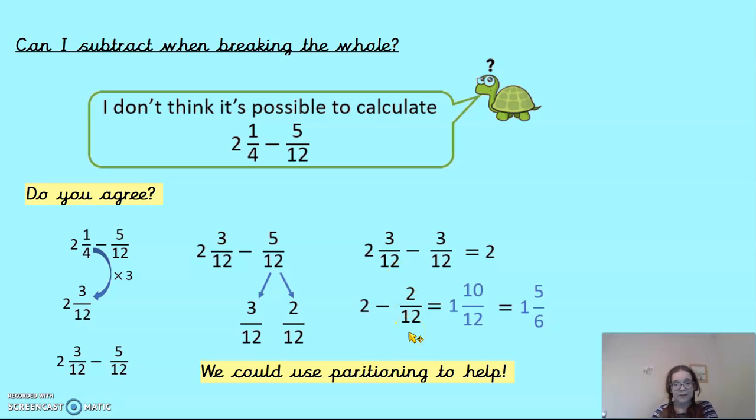We can do that. We might need to use a number line to help us, but we can definitely do that because we know that is going to give us 1 and 10/12, because a whole is worth 12/12. And then we can simplify our answer by turning it into 1 and 5/6. Okay, so partitioning is your friend when it comes to subtracting, where we have to break the whole.